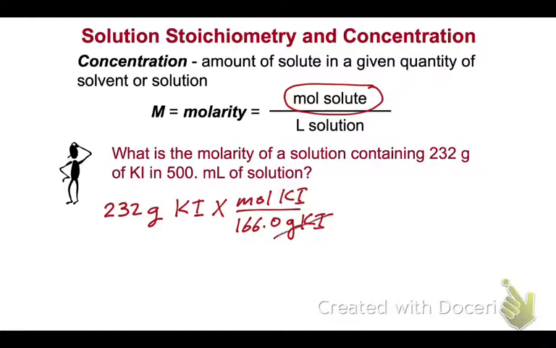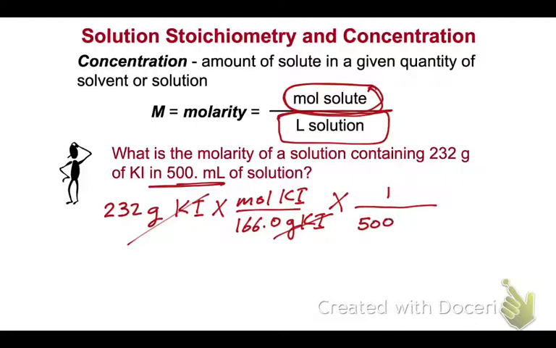So now grams of potassium iodide cancels out. I have 1 mole of solute. What I need to do is divide that by the volume of the solution. Did they give me the volume of the solution? Yes, 1 over 500 milliliters, and because I can convert milliliters directly to liters, I can say times 10 to the negative 3 liters of solution. And I put 1 over because I need to divide by the volume, okay?